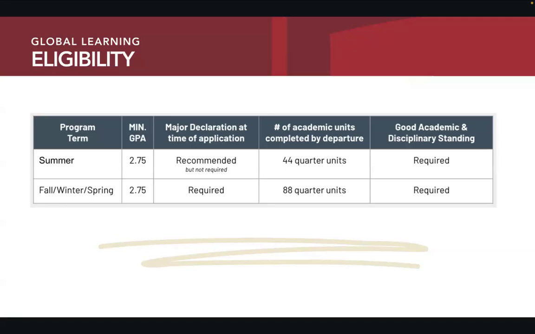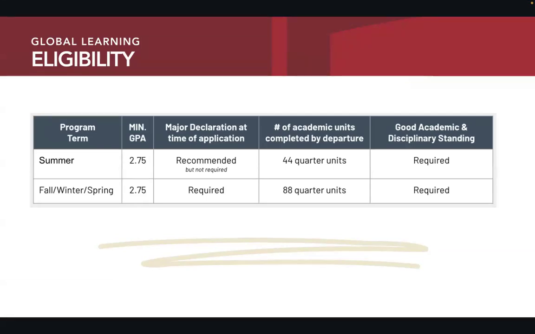The other thing you want to think about is major declaration. For a lot of Santa Clara students, they don't declare their major sometimes until sophomore or even junior year as they're getting general education requirements out of the way. However, depending on the term that a student wants to go abroad, major declaration can be really important. For summer programs, it's recommended but not required that they have a major declaration at the time of application.